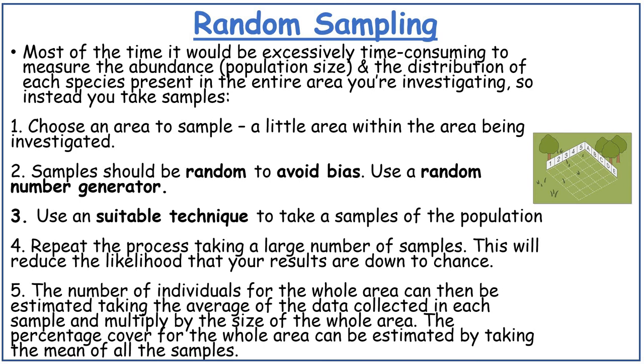So you could use a random number generator and use those as coordinates on a grid. So you'd use a suitable technique to take a sample of the population. Then you repeat the process, taking a large number of samples, and this will reduce the likelihood that your results are down to chance. The number of individuals for the whole area can then be estimated, taking the average of the data collected in each sample and multiplying by the size of the whole area. The percentage cover for the whole area can then be estimated by taking the mean of all the samples.